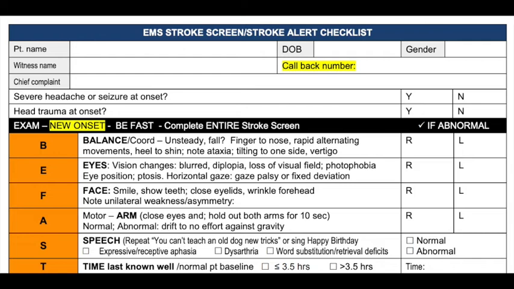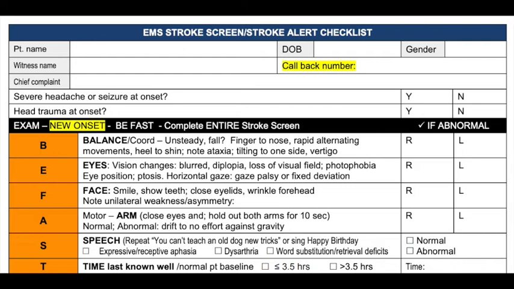Moving on from there, we have face. We're going to be looking at their smile. We're going to ask them to show their teeth. A lot of our older patients tend to be a little bit sensitive about this. They're a little apprehensive to show their teeth because they might be embarrassed. But tell them, hey, we need to see your teeth when you smile, so we can truly assess whether they have paralysis or drooping on one side. Can ask them to close their eyelids and to wrinkle their forehead. And again, we're going to note any unilateral weakness or asymmetry.